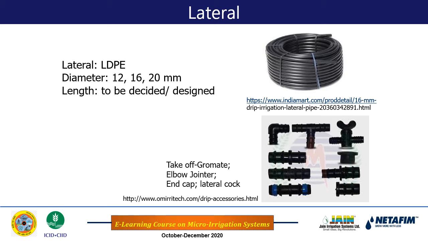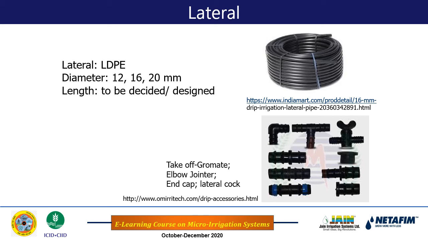Then T's are required if we want to further divide the subunit. Then the third is the lateral cock. Suppose we want to control the flow into each of the laterals, which may not be necessary in the field, but if we have to control it, or if we want to irrigate marginal land, then lateral cocks are required. Then the fourth is the connectors. If we want to connect two laterals, then these connectors or jointers are there.